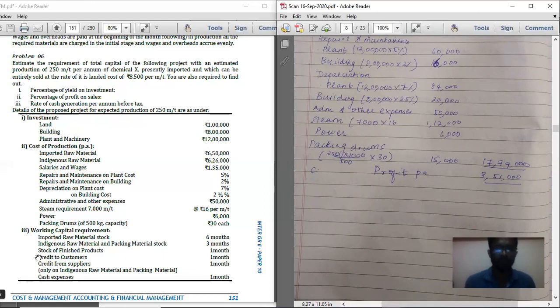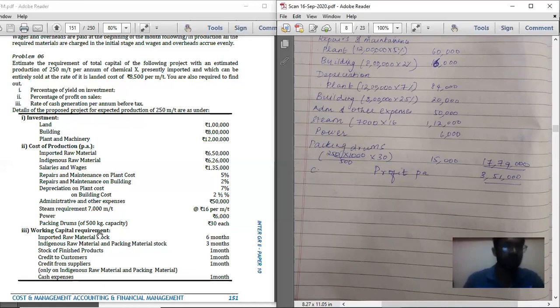Next, the last one is packing drums. Below that, open a bracket. See what they have given. Packing drums of 500 kg capacity is 30 each. So how much kg are we producing? Here we are producing 250 metric ton. One ton is equal to 1000 kgs. So we are producing 250 metric ton into 1000, so 2,50,000 kgs.